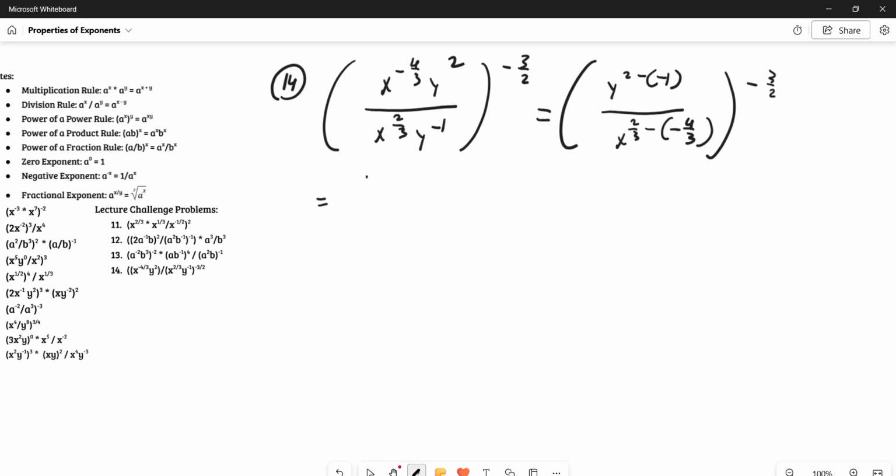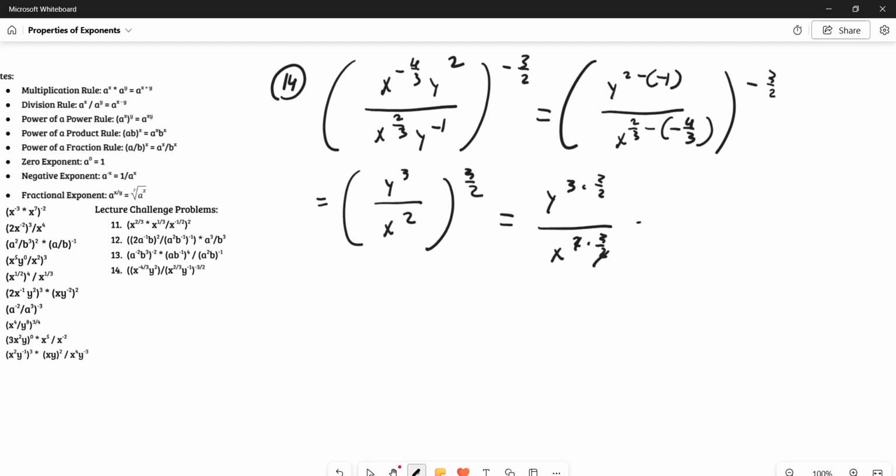So this is just y to the power 3 over x. Okay, well, 2 over 3 minus negative 4 over 3 is just plus 4 over 3. So this is just 6 over 3, which is 2. So we got x squared, all to the 3 over 2. Okay, and finally, y to the power 3 times 3 over 2, over x to the power 2 times 3 over 2. So this goes away, and this evaluates to y to the power 9 over 2 over x to the power 3, and this will be the answer.